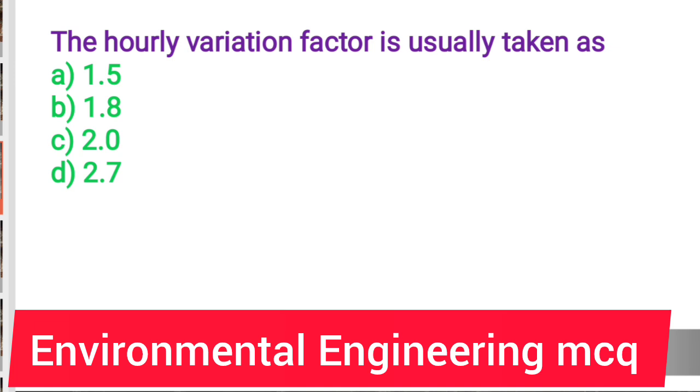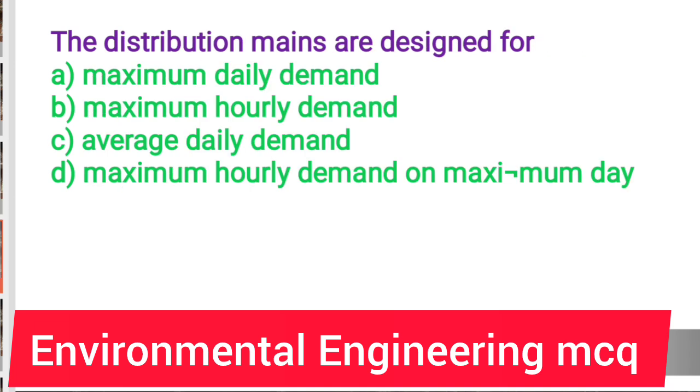Next question, the hourly variation factor is usually taken as option A 1.5, option B 1.8, option C 2.0, option D 2.7. The correct answer is option A 1.5. Next question, the distribution mains are designed for option A maximum daily demand, option B maximum hourly demand, option C average daily demand, option D maximum hourly demand on maximum day. So the correct answer is option D maximum hourly demand on maximum day.